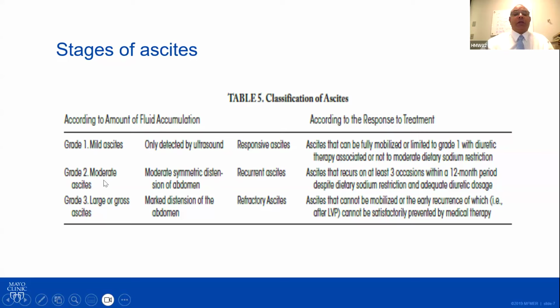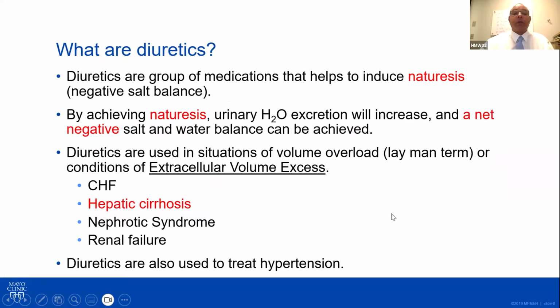Grade 2 ascites, moderate ascites, is on recurrence. You're taking the diuretics and it's improving the ascites, but at some point you require paracentesis, though the diuretics are still working. Grade 3 ascites is refractory ascites by definition, and at this stage diuretics don't work, okay? And there is no benefit of giving them because they will cause more problems than benefit.